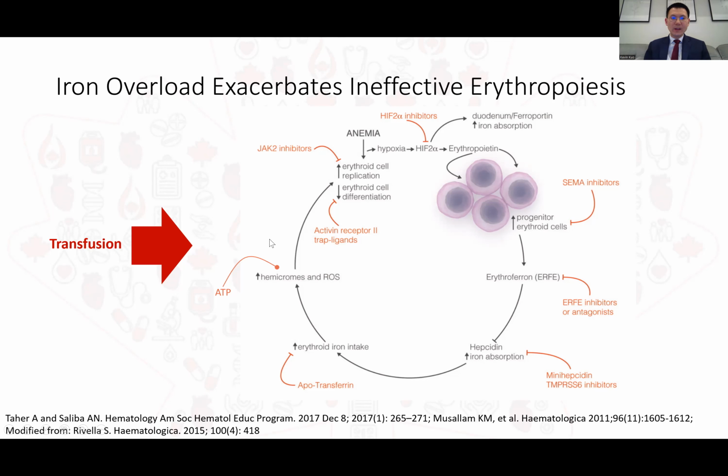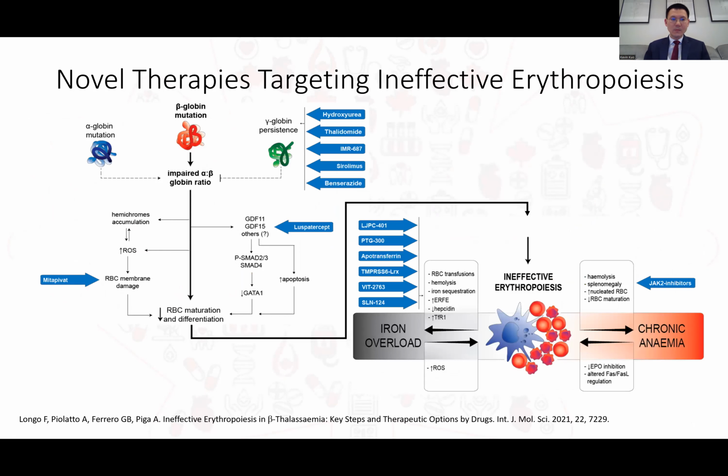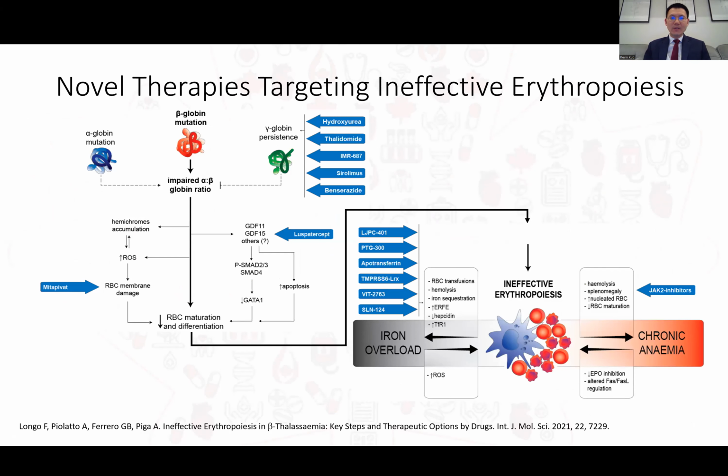What's more is that transfusion, because of the increased iron intake from the exogenous blood, will further exacerbate the ineffective erythropoiesis and the iron overload. Our advances in the understanding of mechanisms of ineffective erythropoiesis has provided us with a multitude of potential therapeutic targets.